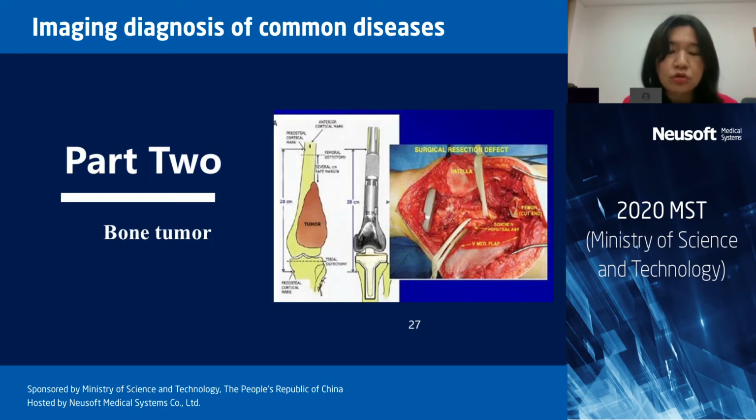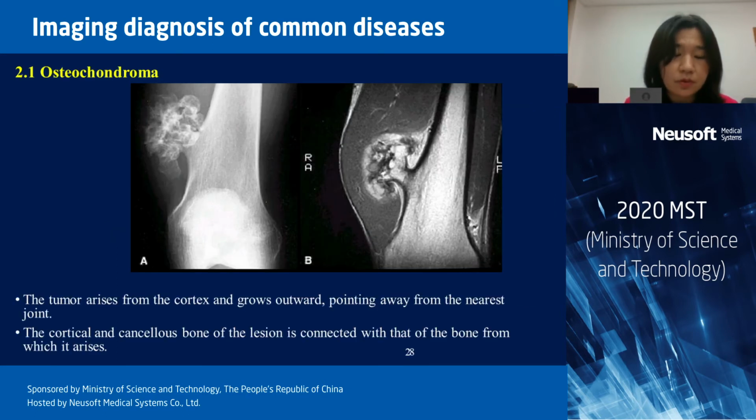What I'm going to talk about in part 2 is bone tumor. Osteochondroma. Osteochondromas arise from the cortex and grow outside, pointing away from the nearest joint. The cortex and cancellous bone of the lesion are connected with those of the bone from which it arises.